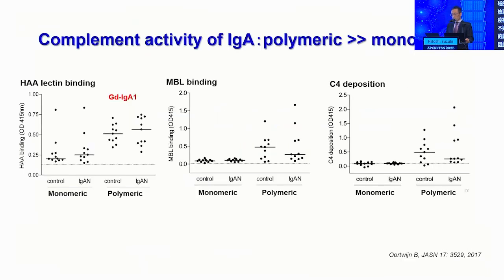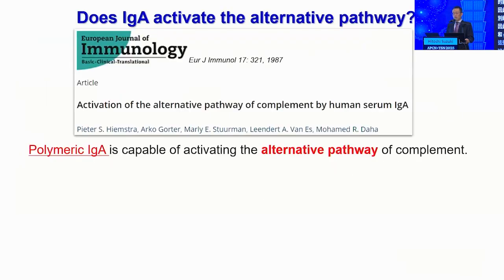This data indicated the IgA divides into two portions, monomeric and polymeric IgA. Polymeric IgA had predominantly Gd-IgA1 by HA lectin assay. This polymeric Gd-IgA1 binds to the MBL and is associated with C4 deposition in the kidney. So the IgA also activates the alternative pathway.